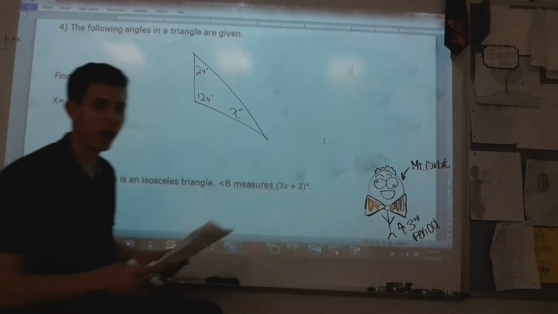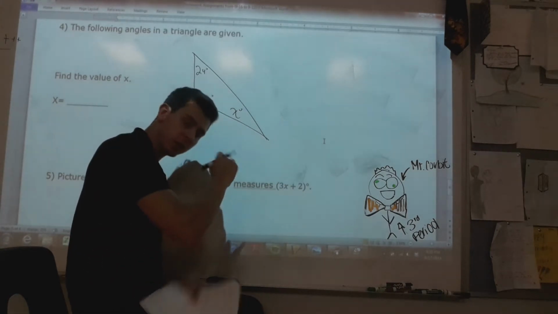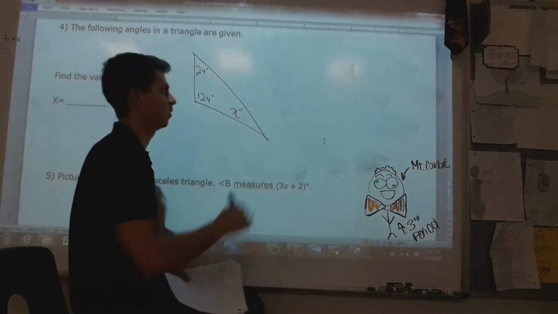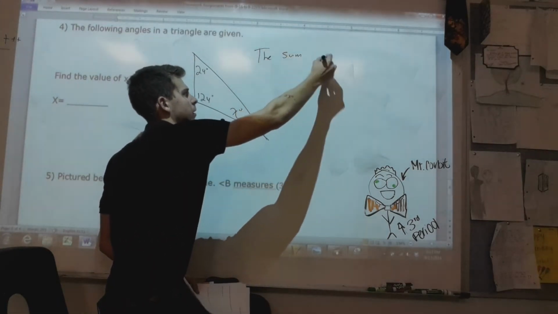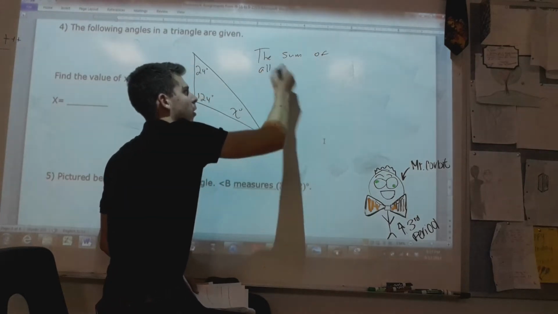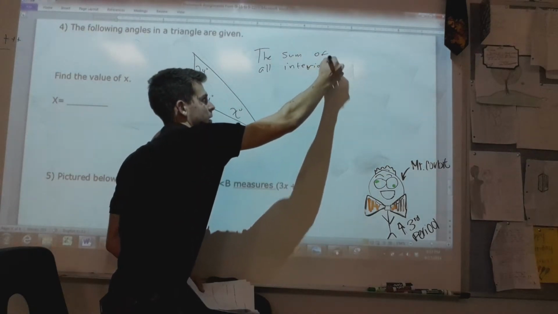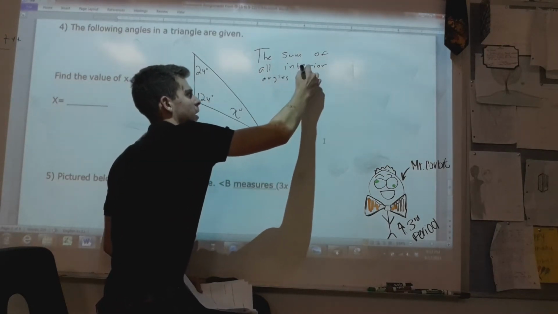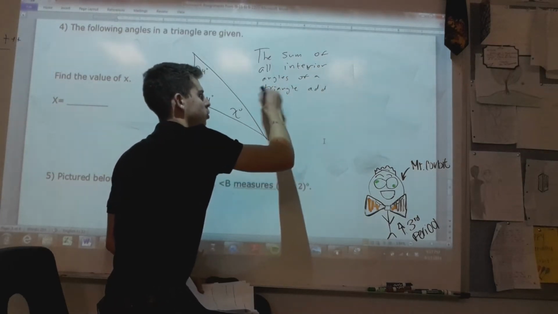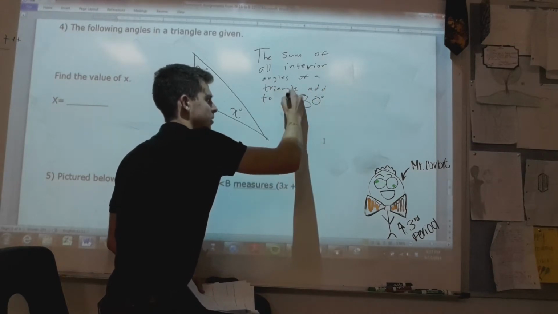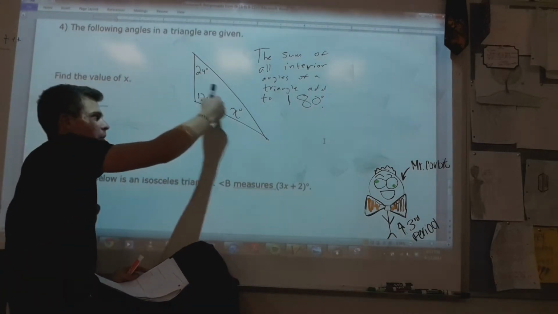Okay, so I know that this is probably a good thing to put in your notes. If you do put it in your notes, you're taking one step up the hierarchy of learning, because writing down is a form of learning. The sum of all interior angles, meaning inside angles, of a triangle add to 180 degrees. So, knowing that, we can set all these equal.